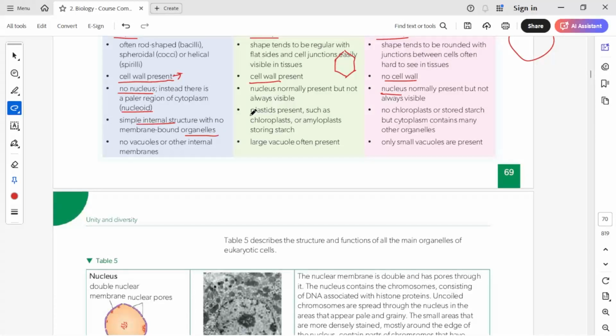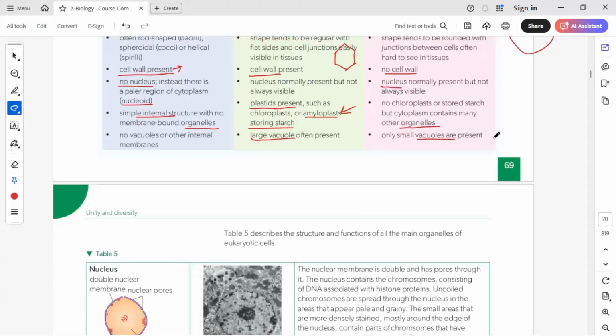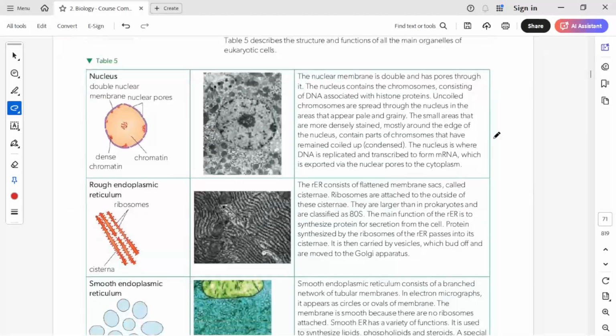In plant cells, they'll have plastids, which include chloroplasts. Amyloplast will store starch. In animal cells there is no chloroplast or stored starch, but the cytoplasm contains many other organelles. Plant cells also have a lot of other organelles, other than the plastids. Prokaryotes have no vacuoles or other internal membranes. Plant cells will often have a large vacuole, while in animal cells the vacuoles are really small in size, and might not be seen sometimes.